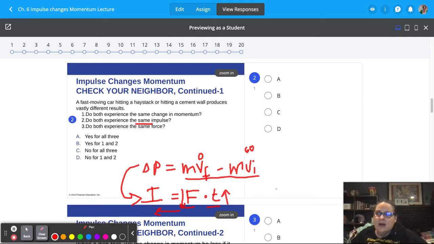So if you ever are in a situation where you know you're going to crash, it's much safer to hit something that will take you longer to stop versus stopping suddenly, which means avoiding hitting trees, rocks, cement walls, etc.